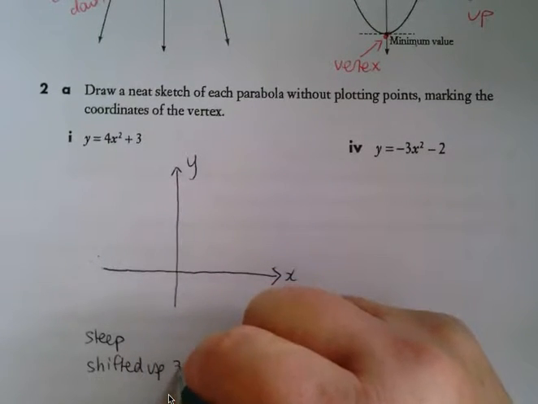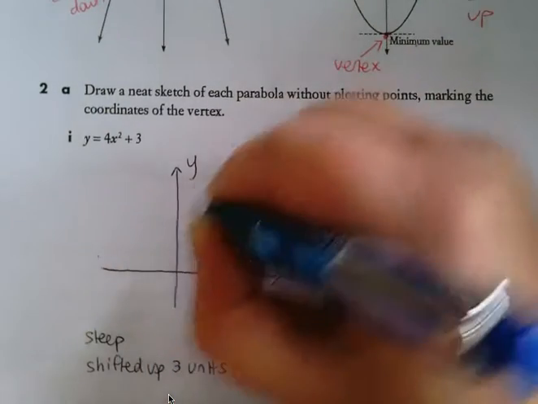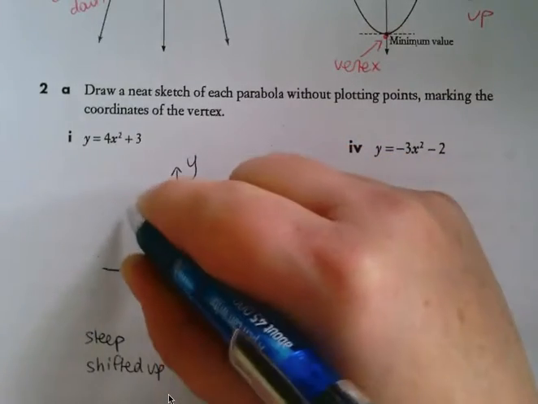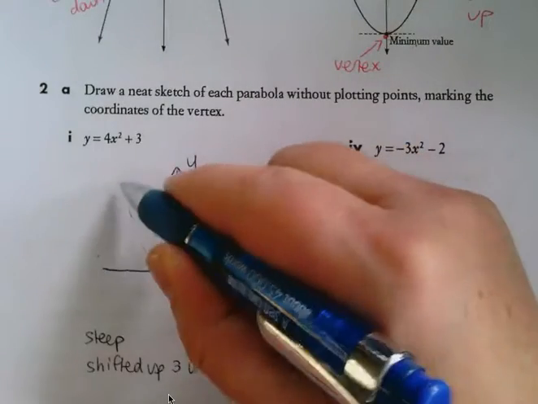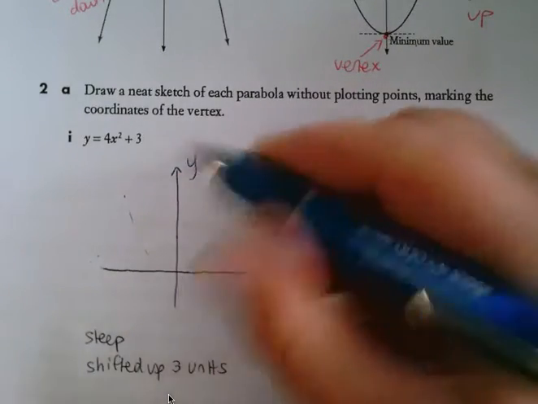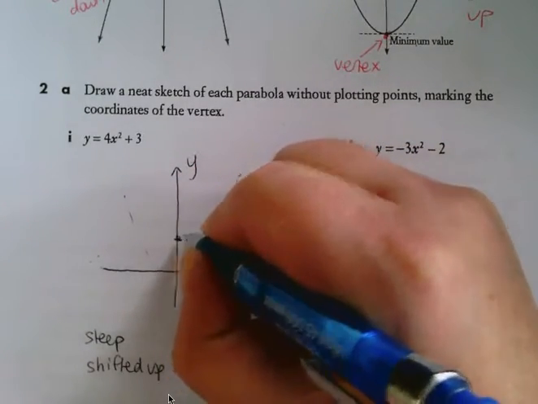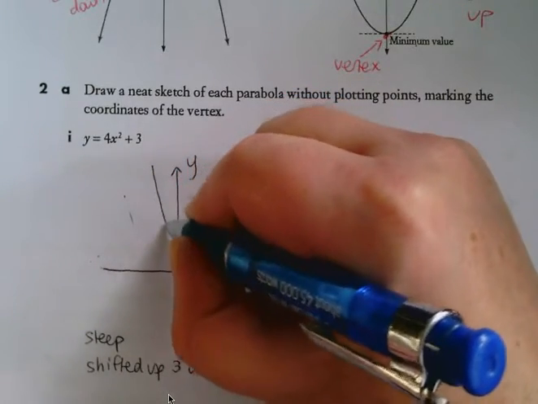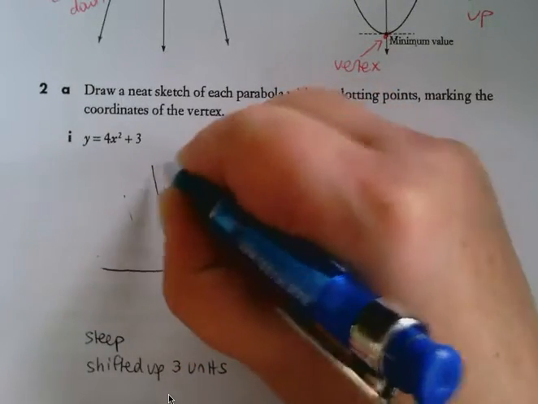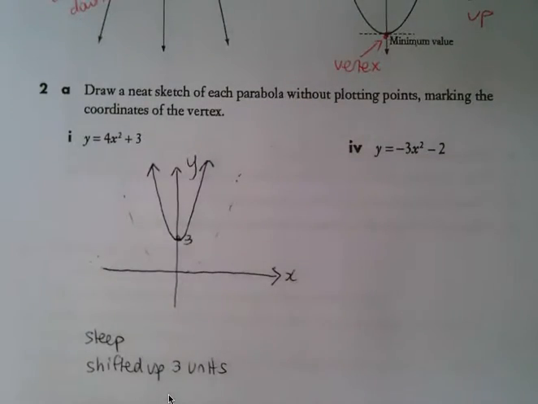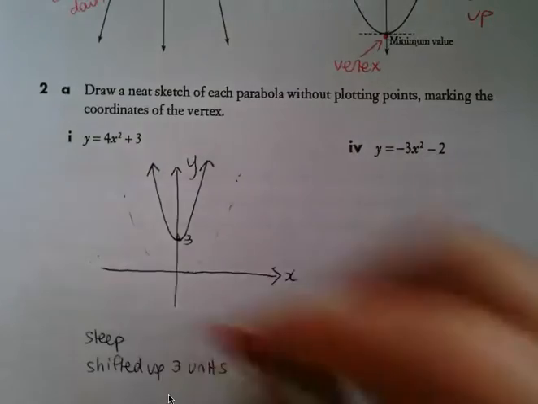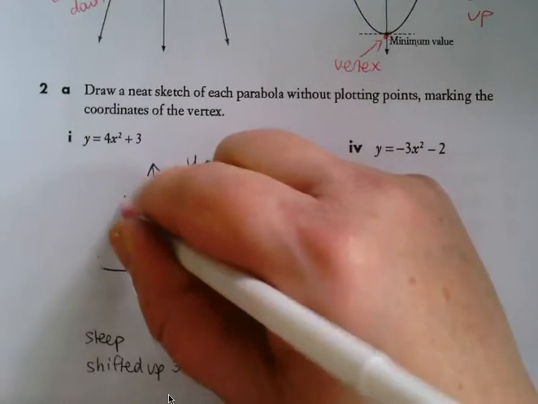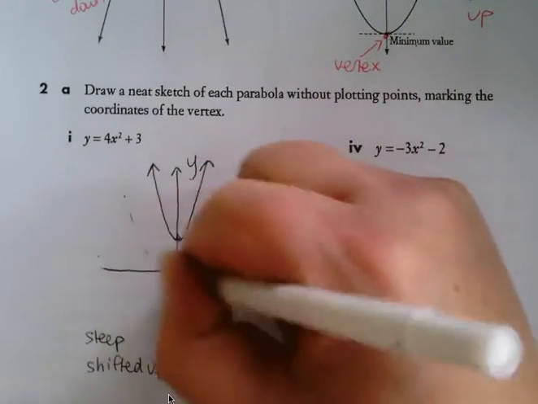How much? 3 units. So that means normally it would sit here. It would look like this. Normally, can you see my dotted line? Normally it would be there, but it's shifted up 3 and it's quite steep. So I'm going to draw it steeper. Now, so that's my shifted up 3. If you want, y equals x squared would be down here, the normal x squared graph.